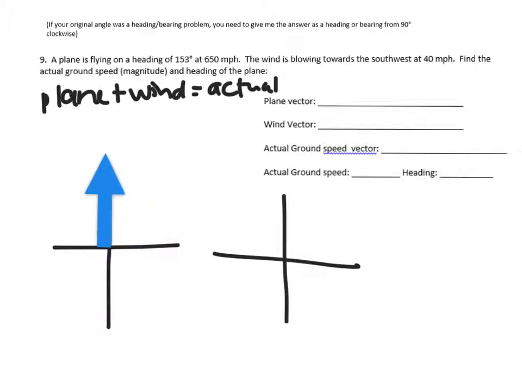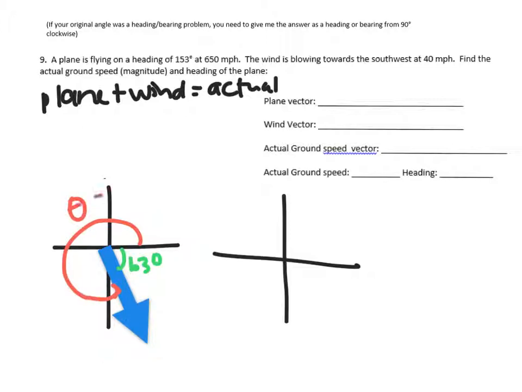So if this is 0, and I want to go a heading of 153 degrees, then I'm going to go clockwise 90, which means I need to go another 63 degrees. So my angle in here is 63 degrees. However, what mathematically goes into your equation is this angle, which is 360 minus 63, which will give you 297 degrees. That's for my plane.